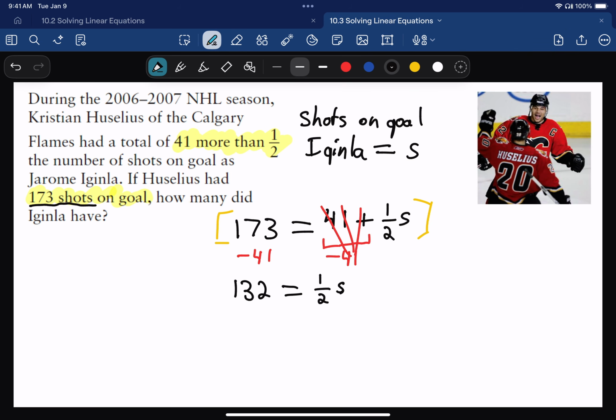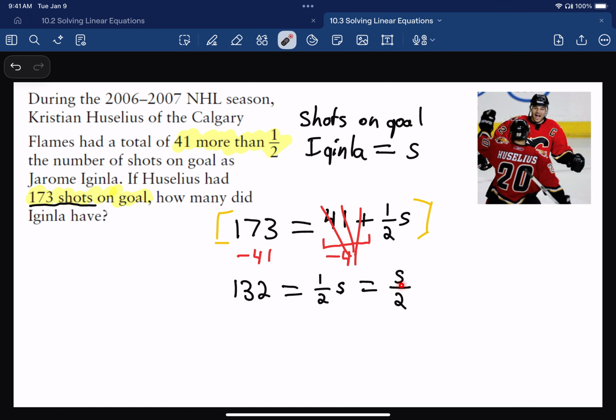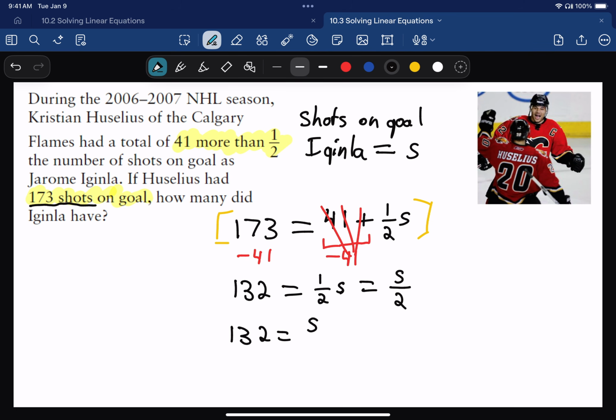So now to isolate the variable, we have to do opposite operations here. Now this is something that I touched on in the last lesson, but this is a rule. When we have 1/2 times anything like this right here, we have 1/2 times S, we can actually rewrite this as S over 2. These are the same thing. Okay, so 1/2 multiplied by S is the same as S divided by 2. So this is very important to know and to remember whenever you see this type of equation. So let's see, 132 equals S over 2.